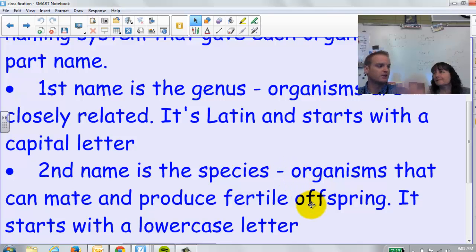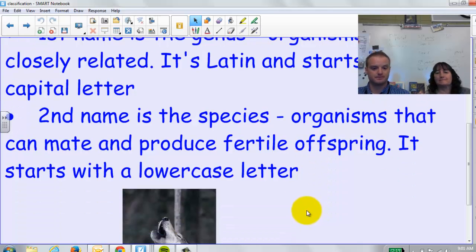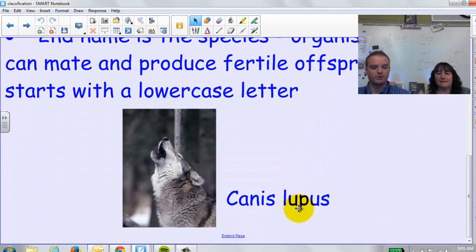So Homo sapiens for us. Down here we have the wolf, Canis lupus. There you go, and see the first one's capitalized, the second isn't. So genus and species.